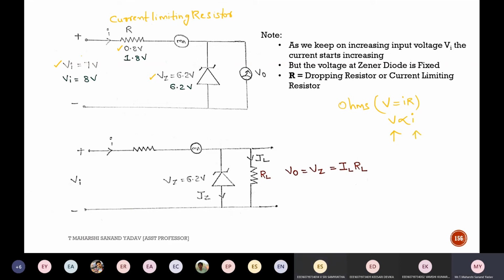So here, if I'm increasing this input voltage Vi, the current I is also increasing, but the output voltage is maintained constant. Why? Why is the output maintained constant? Because here Vz I'm using is 6.2. Suppose it is 5 volt, output will be 5 volts. So whatever may be the input voltage and current, the output will be constant. That's why this Zener diode is used as a voltage regulator.